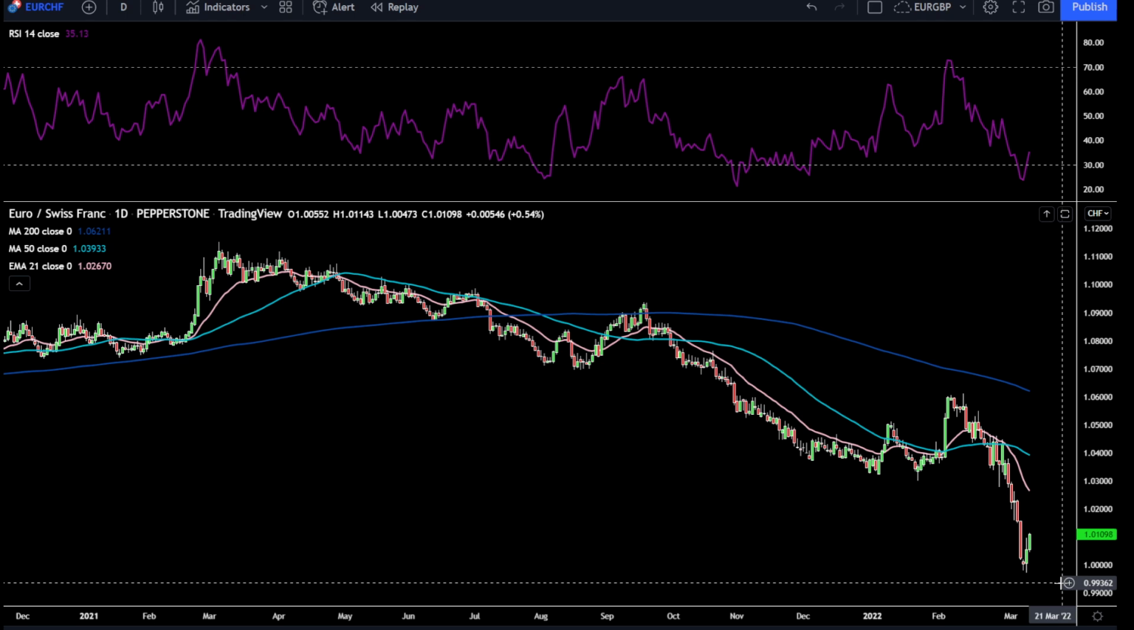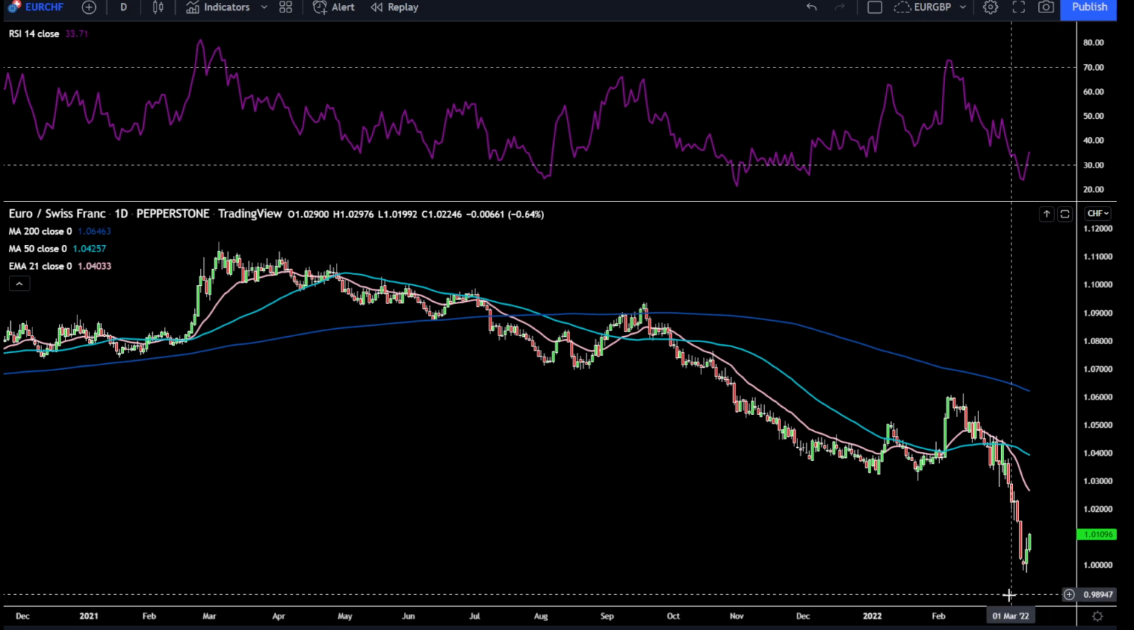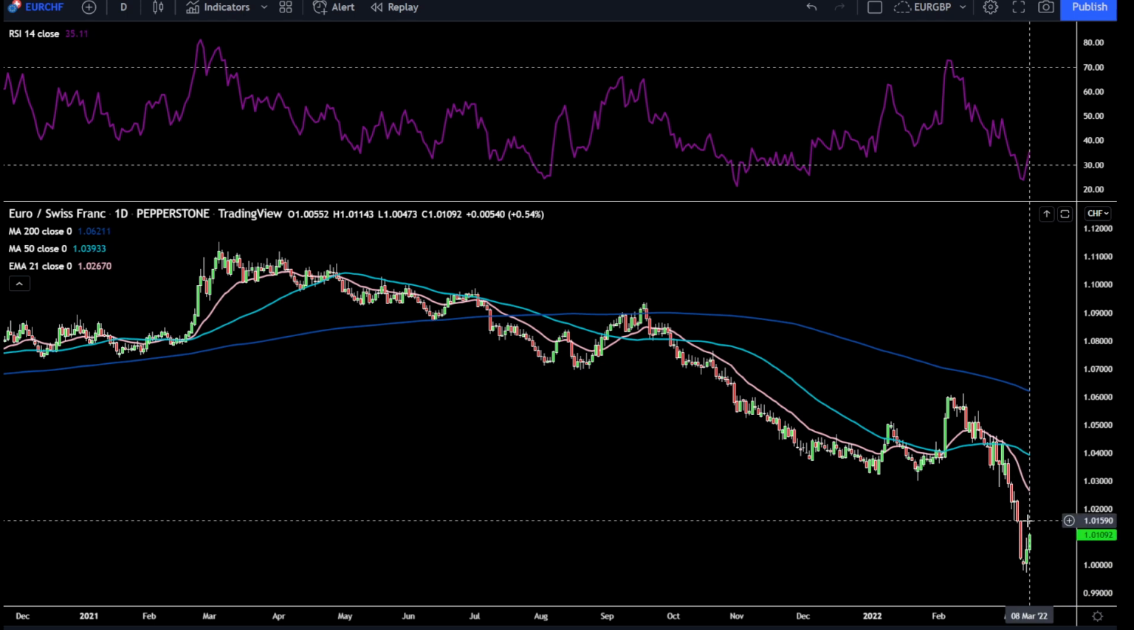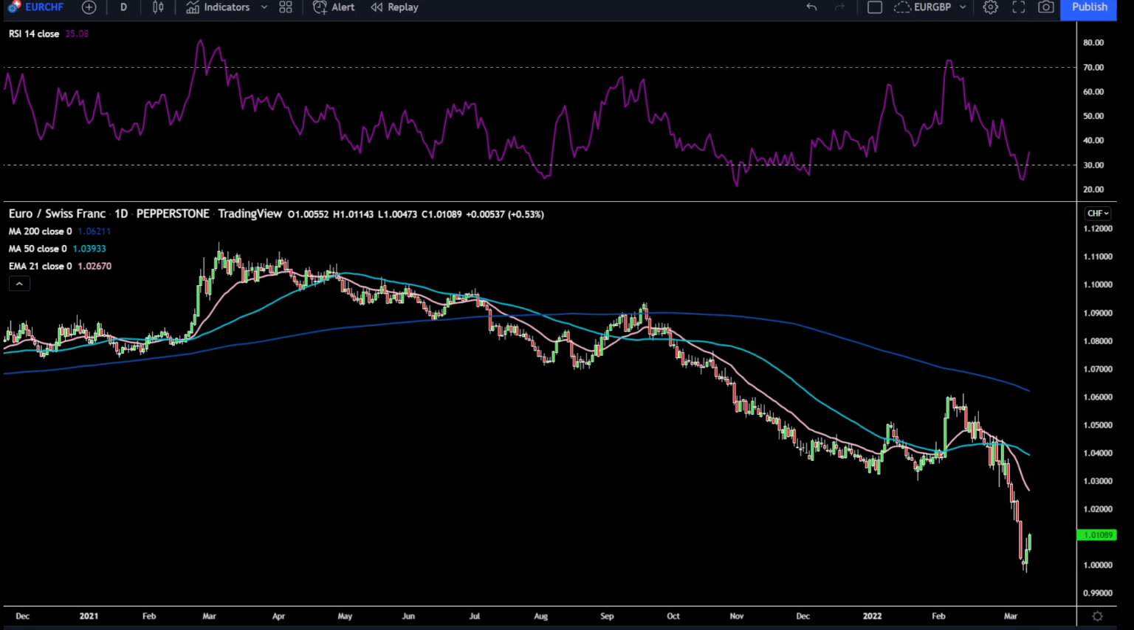2 nights ago on Sunday evening, and we saw it get just below that one level. Now we've rallied slightly back up above it. We had some commentary out from the Swiss National Bank that they would intervene if necessary, and if they see the Swiss franc is quite highly valued at the moment. So hence why we're seeing a bit of a pullback here, as well as the positive euro news.